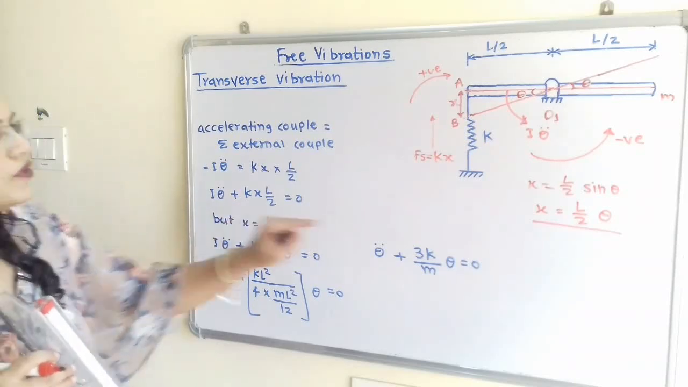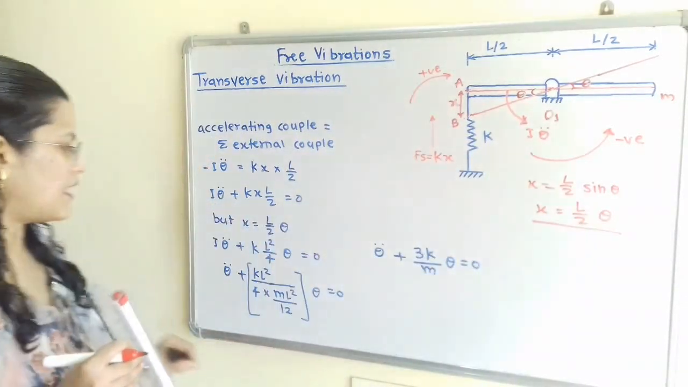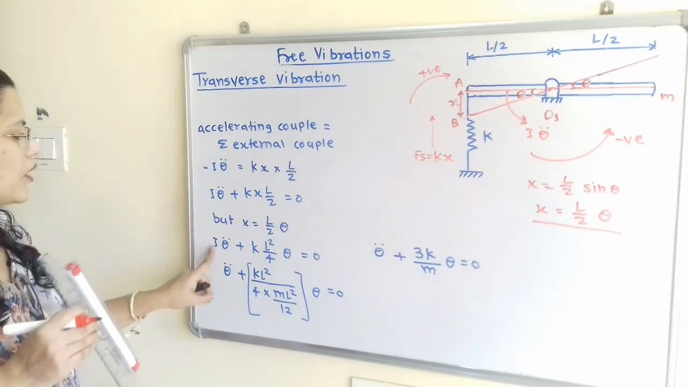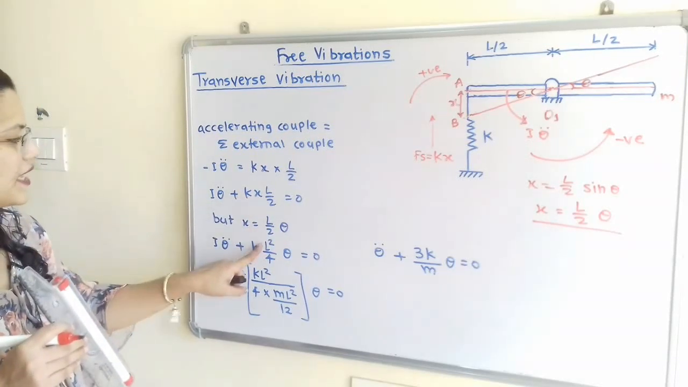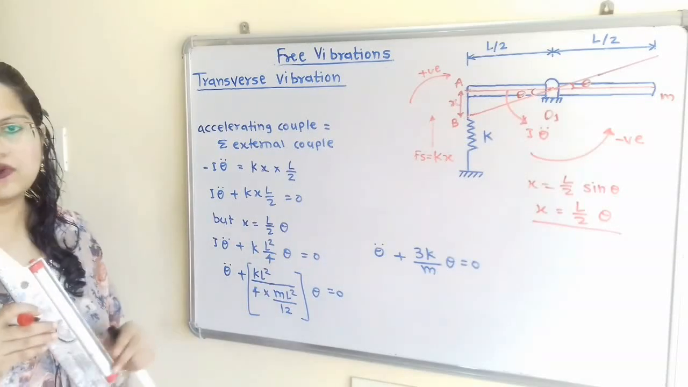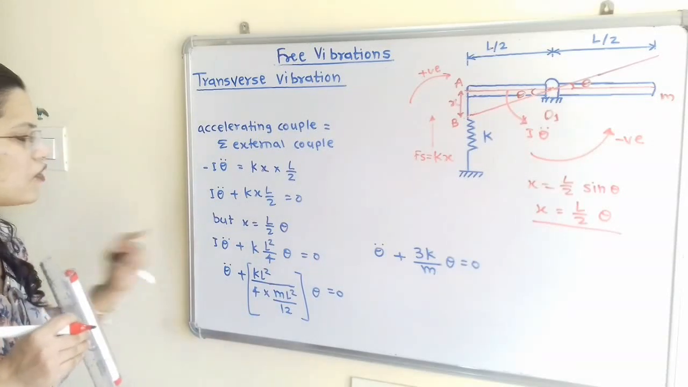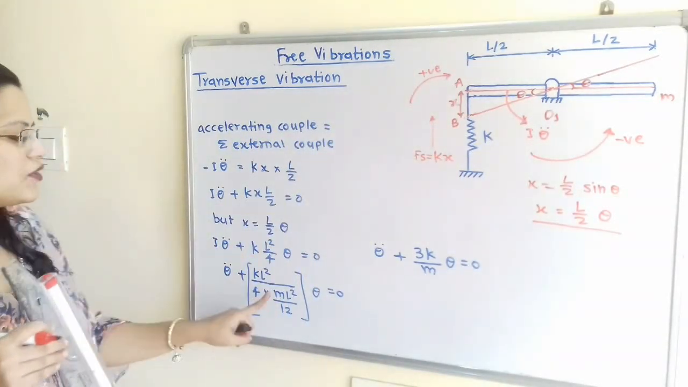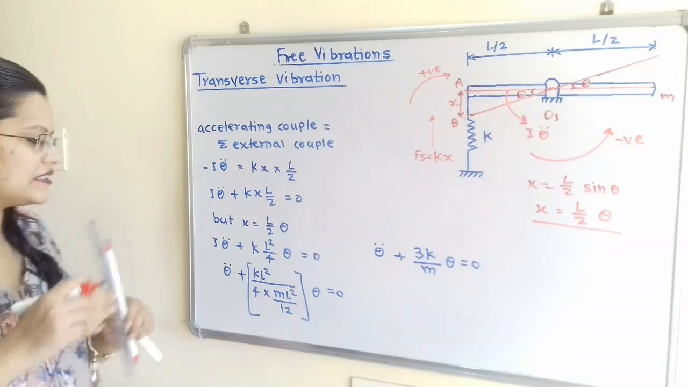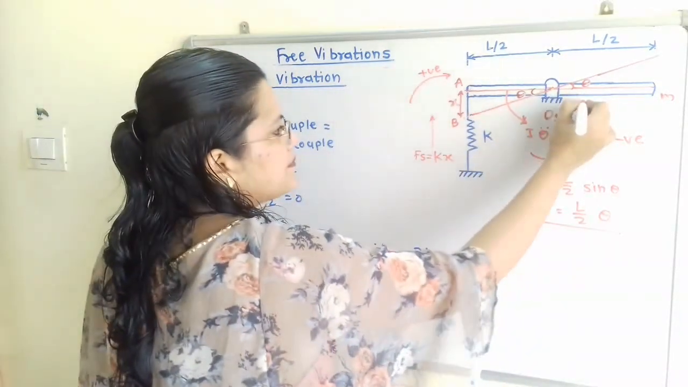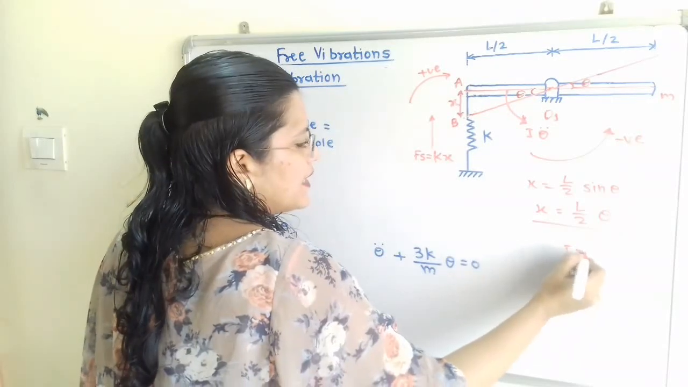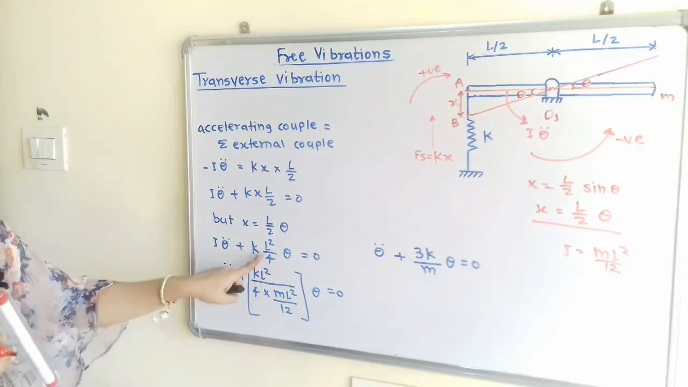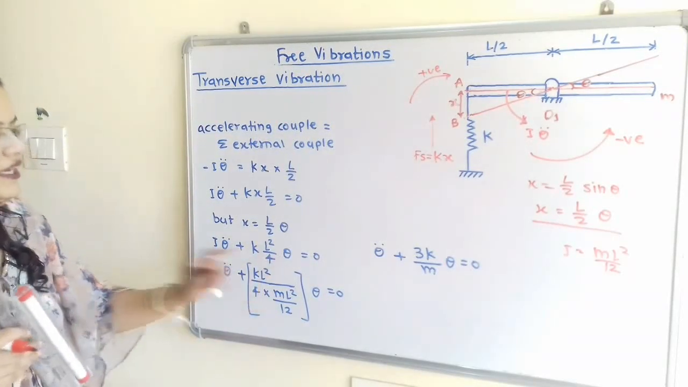Now we have to put the value of x in terms of theta. Here x is equal to L by 2 theta, so we put that in. So I theta double dot plus k L square by 4 theta is equal to 0. Now what is the value of I for this rod? For this rod, I is equal to ml square by 12. This is important: the value of I for this rod is ml square by 12. So we put this value for I and simplify.